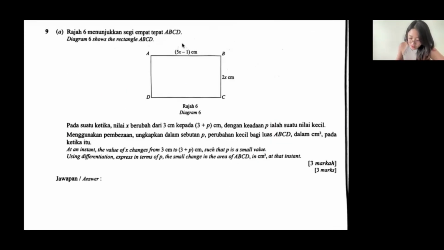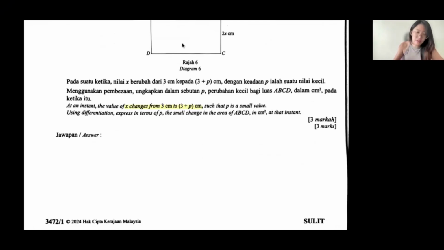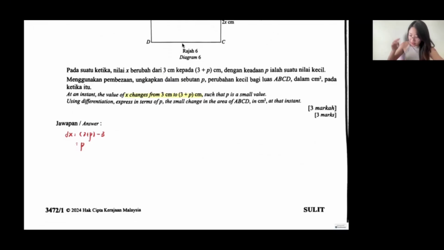And the last one, that is question 8. Now this is differentiation. Diagram 6 shows a rectangle ABCD at an instant. The value of x changes from 3 cm to 3 plus p cm. This is your delta x, because it's a small change. This is an application question on differentiation. You take the new value of x minus the original value, and you see the change is p, a small value. Using differentiation, express in terms of p the small change of area of ABCD. So we are going to find delta A, the small change in area.